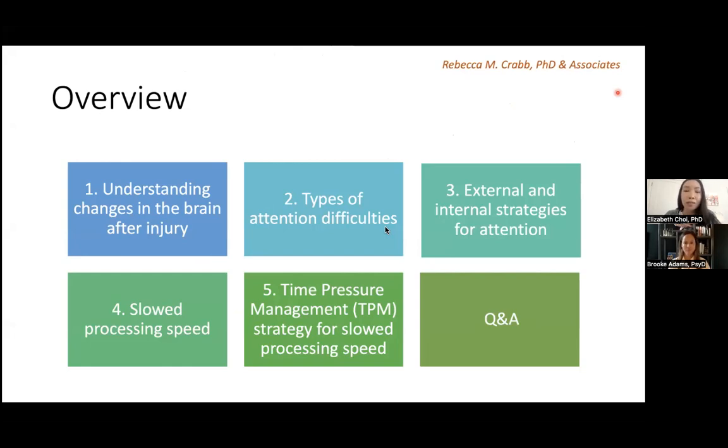And then towards the second half of the webinar, we want to shift gears to talk about slowed processing speed, which is a fairly common cognitive complaint after brain injuries. And then we want to share a strategy called time pressure management to address slowed thinking speed. And then we will wrap up with a Q&A session.